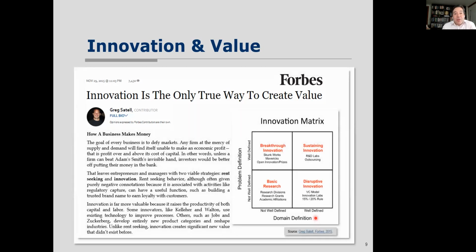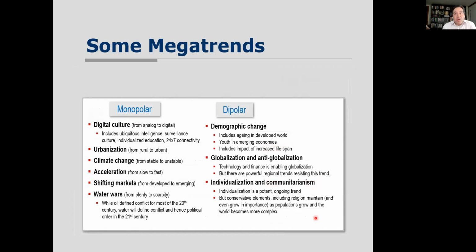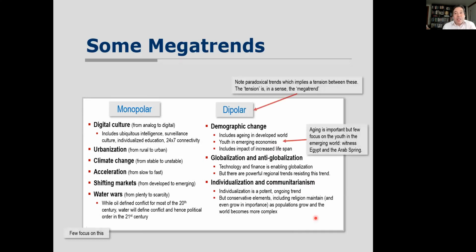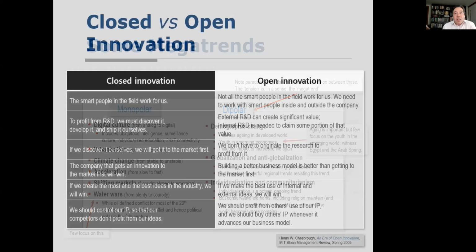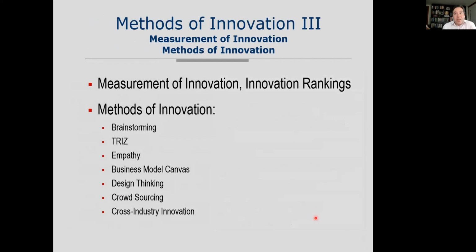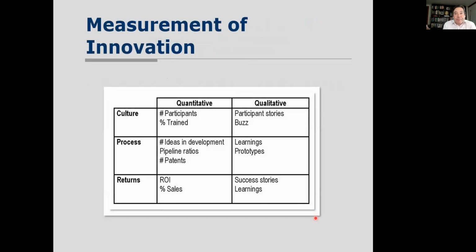Creates different kinds of innovation projects or portfolio. We talked about megatrends and the importance of aligning with megatrends and the different types of megatrends. We discussed closed versus open innovation. And now we're going to talk about measurement of innovation.